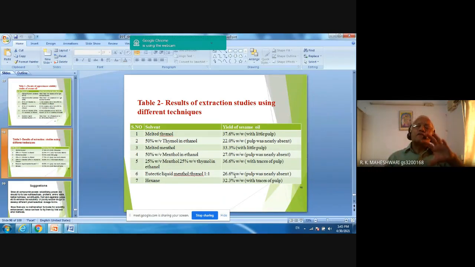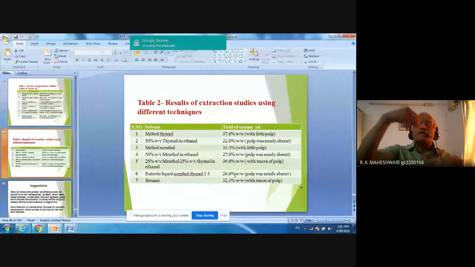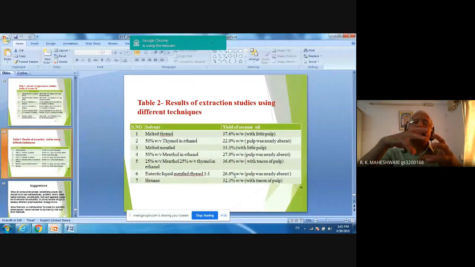Here is how it was done. For example, 3 gram of sesame seed powder and 9 ml of this Eutectic liquid of menthol and thymol, which is a good solvent for sesame oil. They were shaken for 30 minutes. During this shaking, the Eutectic liquid dissolved sesame oil from the sesame seed powder, then straining through muslin cloth. Then the liquid was kept in an oven at about 70 degrees centigrade to remove menthol and thymol, of course. When all the menthol and thymol were removed, sesame oil was obtained.